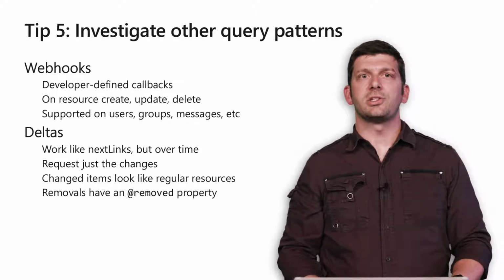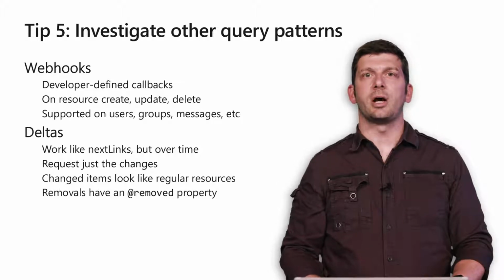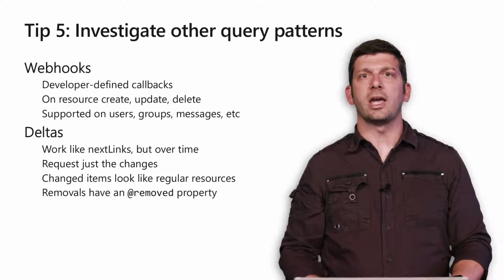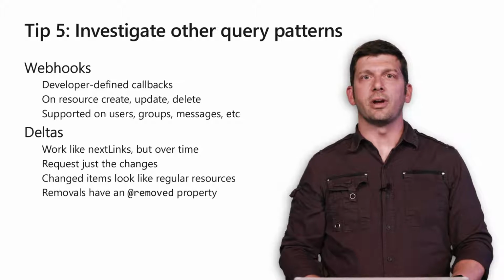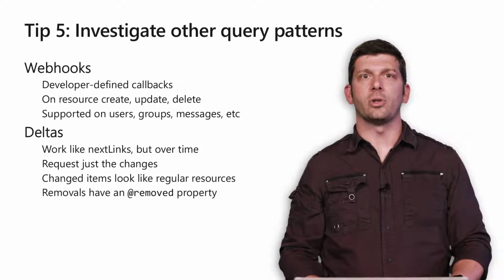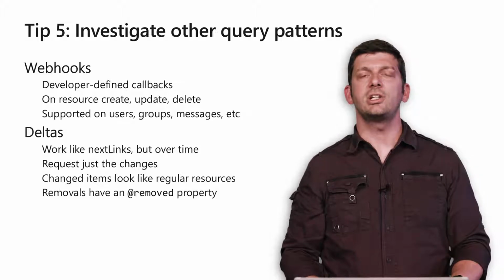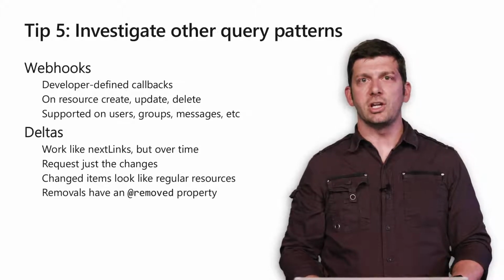Deltas allow you to request just the changes to a collection of resources. Each of these tools helps you avoid the "Are we there yet?" anti-pattern. When used together, these tools are even more powerful. When Microsoft Graph pokes you with a webhook notification that something has changed, your app can pull down just the changes using Delta.